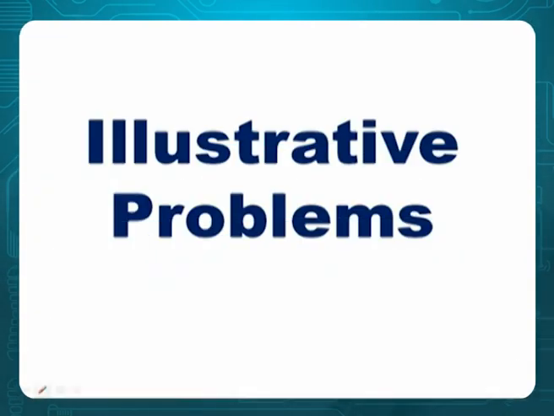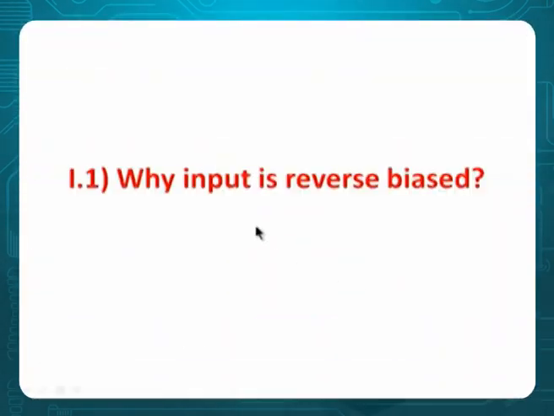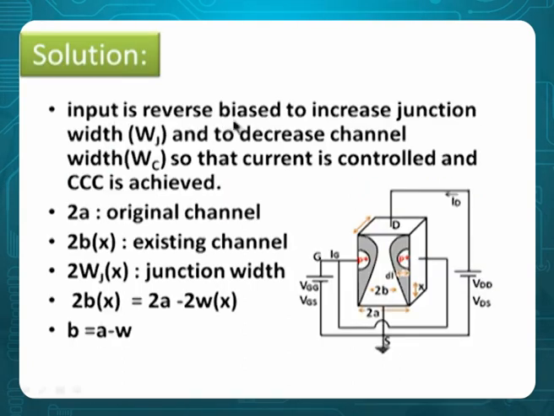Illustrative problems. They generally illustrate the concept, because too much theory is not good. That's why, for examinations, examples are good. First one, question number 1: why is input reverse biased? Look here. Input is reverse biased to increase the junction width, thereby decreasing the channel width, so that current is controlled and constant current characteristics is achieved.